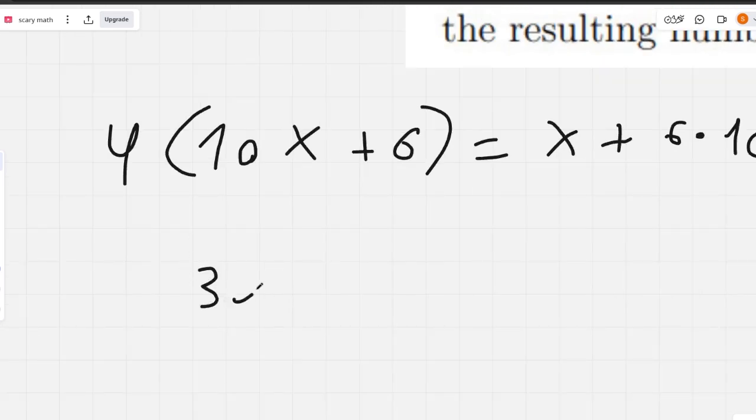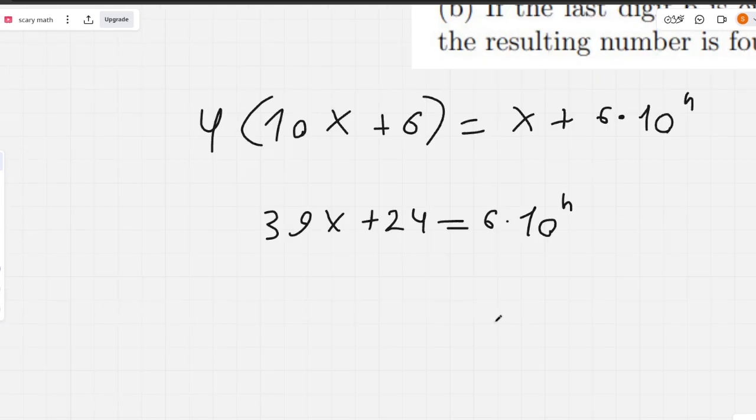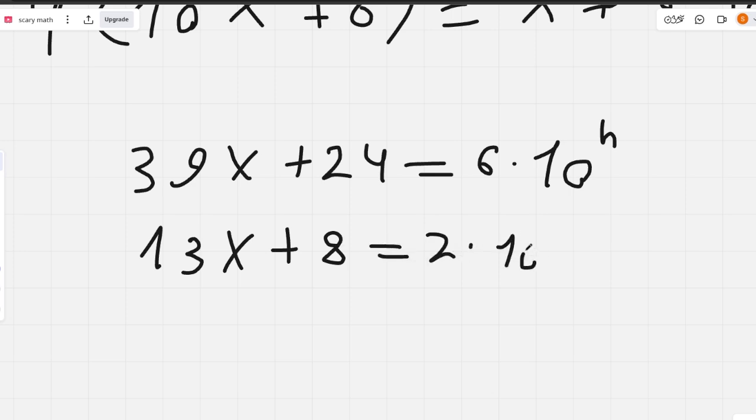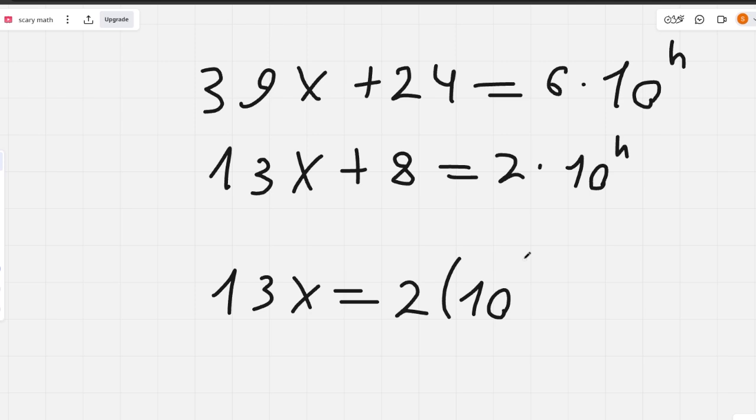First we get 39x plus 24 is equal to 6 times 10 to the power of n. Okay, cool. And now with this on hand, we can divide everything by 3 to get 13x plus 8 is equal to 2 times 10 to the power of n. Now finally what we get is 13x is equal to 2 times 10 to the power of n minus 4.